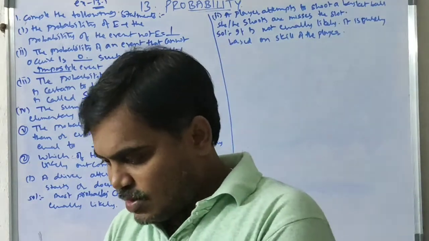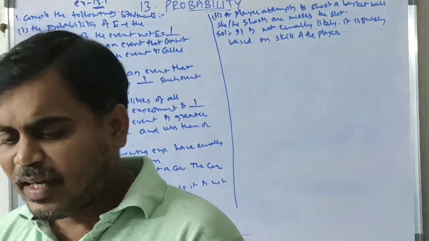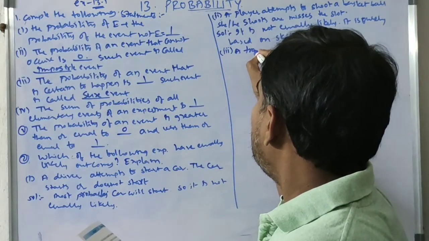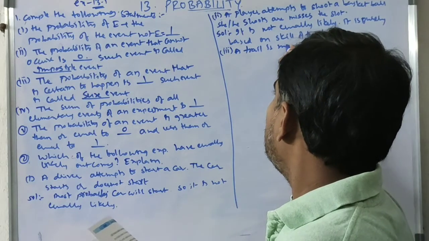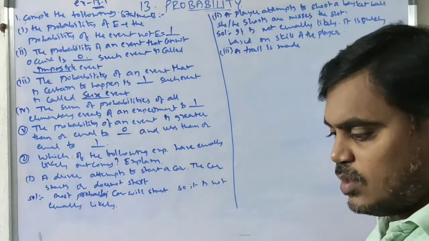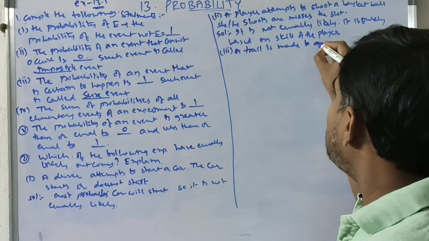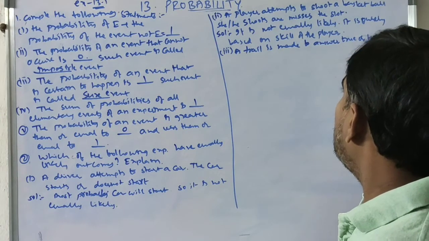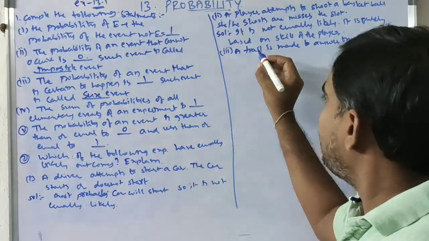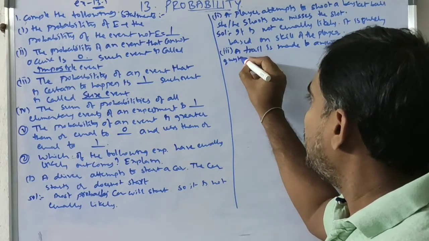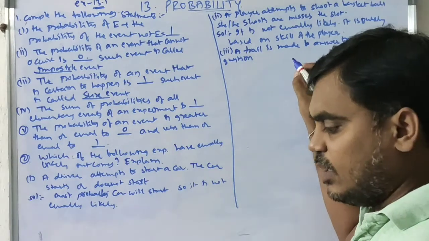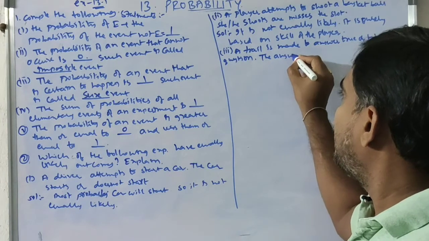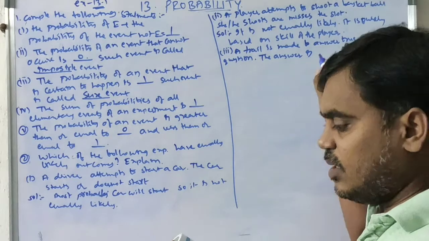Next, third: a trial is made to answer a true or false question. The answer is right or wrong?